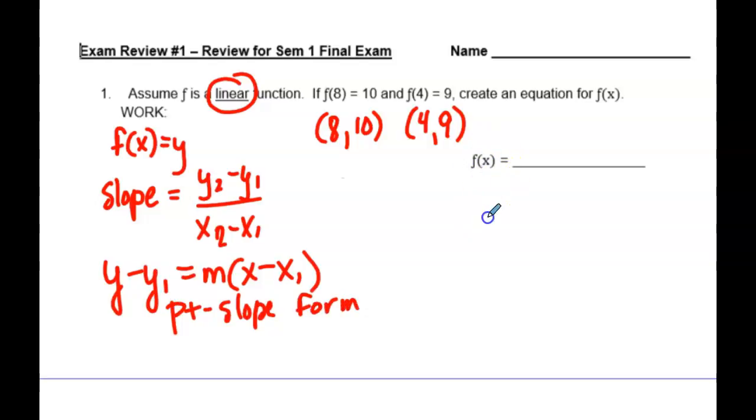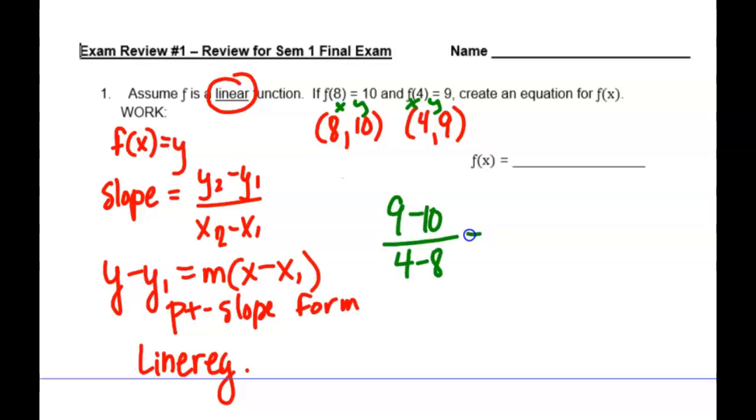to work and get it into slope-intercept form. But you can also do this question by using the line of regression, if you remember how to do that. Which would you like me to do first? Well, the by hand version would say x, y, x, y. So you take one of the y's minus the other one, and then one of the x's minus the other one. And I get -1 over -4, or 1/4 for the slope.